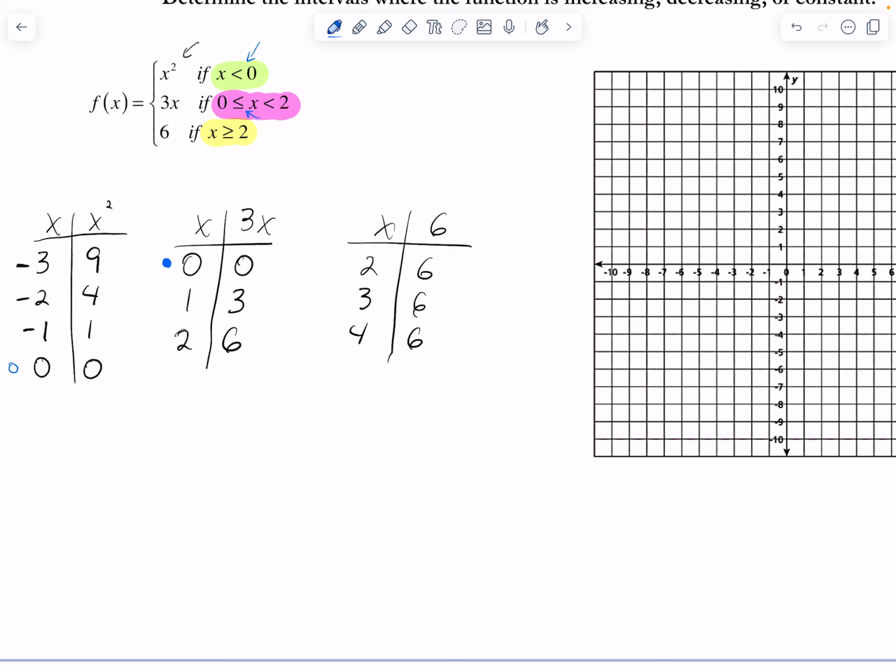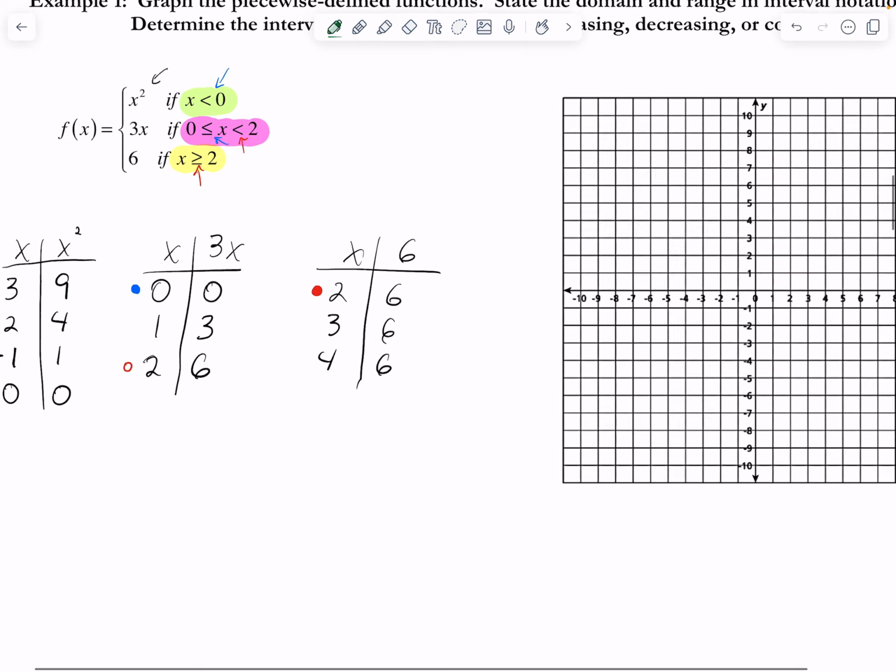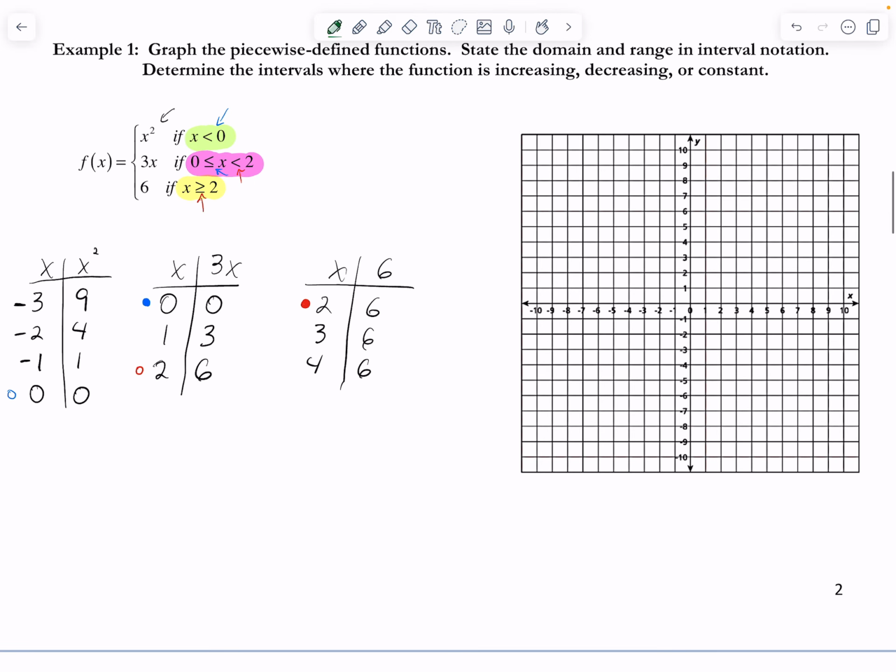That also happens on the next one. So if I change colors here, let's use red, this one should be open, and this one, which is here, should be closed. But again, they're both (2, 6), so you're not going to notice the open version of it. But again, that's not always going to be the case. Sometimes you will have some discontinuity there. Okay, so let's plot (-3, 9), (-2, 4), (-1, 1), and I'm going to put an open circle just to follow the rules.